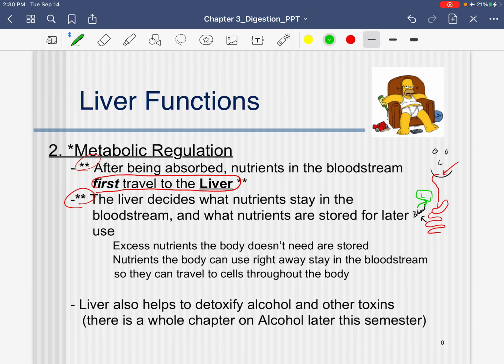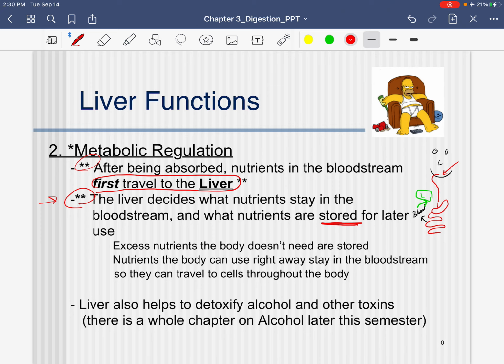So immediately after absorption into the bloodstream, where does that nutrient-rich blood go? Liver. Always, always, always. That nutrient-rich blood goes to the liver. And guess what? The liver decides what nutrients stay in the bloodstream versus what nutrients are stored.